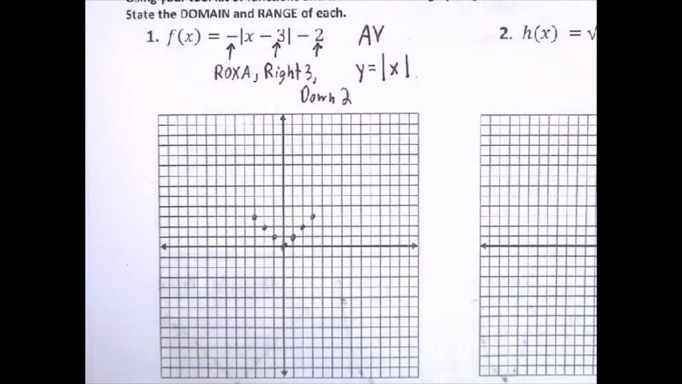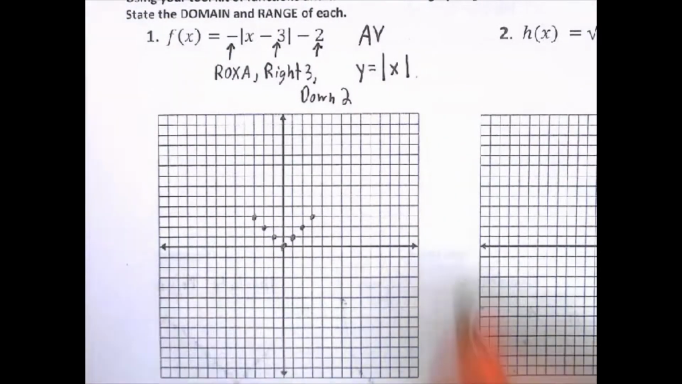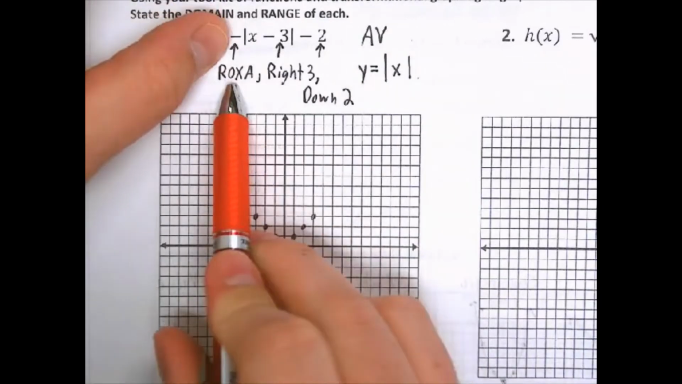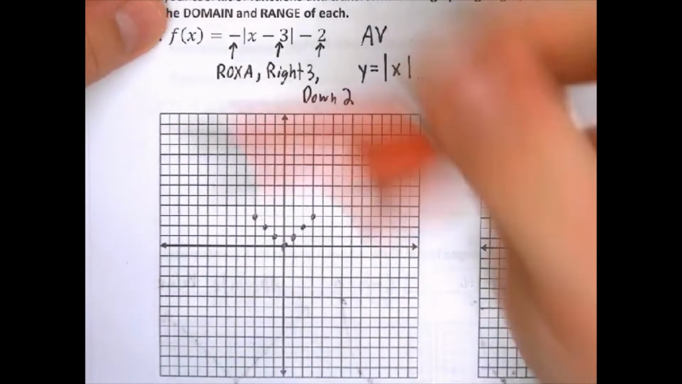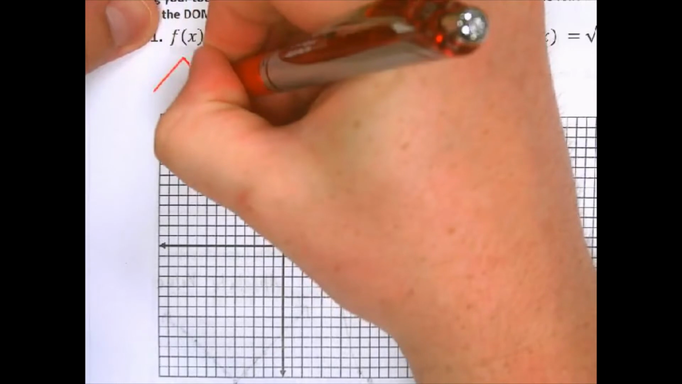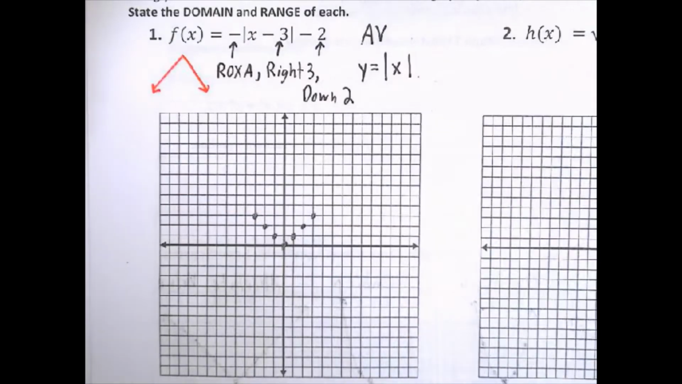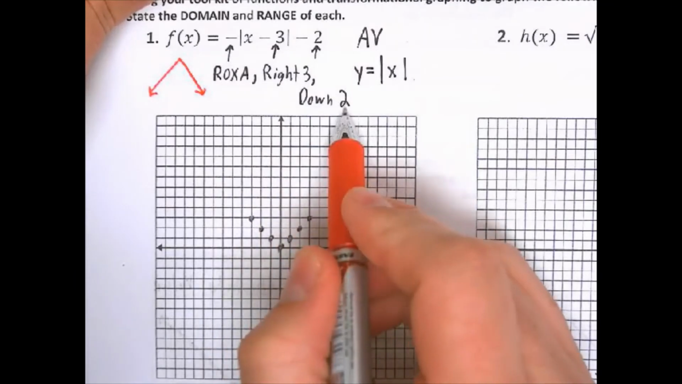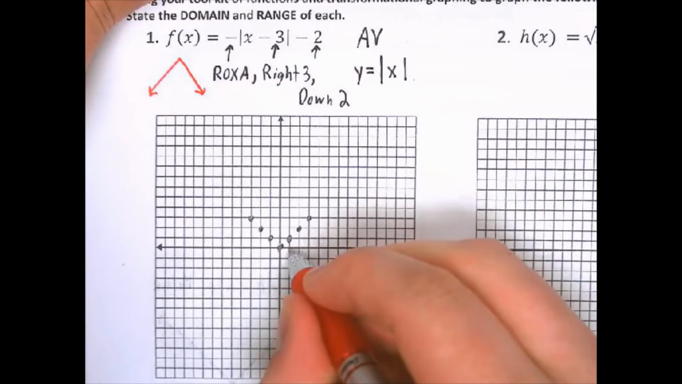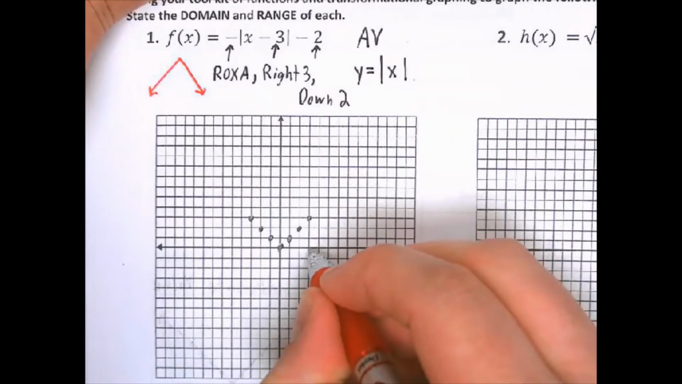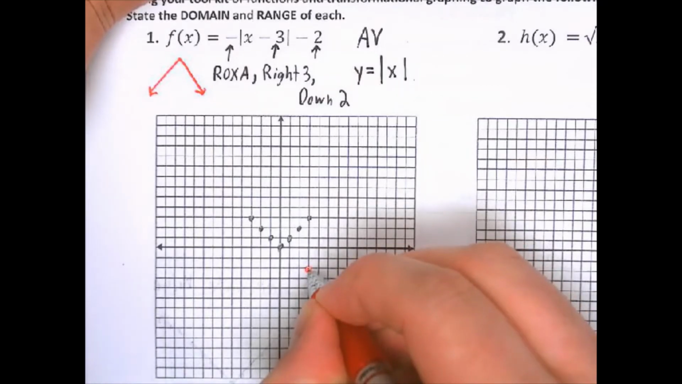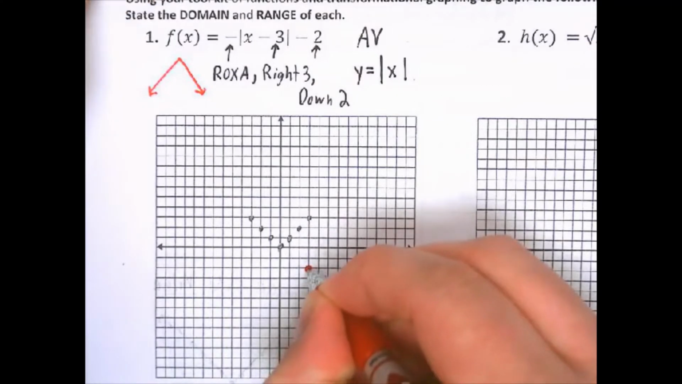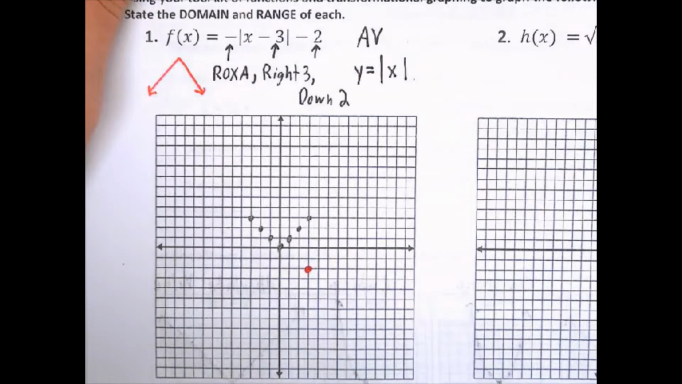Okay. So now the reflection over the x-axis: what will happen is it will change it from facing upward to now facing downwards. I'm going to move the vertex right here, right 3, and then down 2. So if I go 1, 2, 3, and then down 1, 2, this that I'm graphing in red is my new vertex.